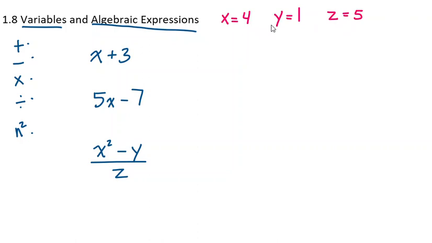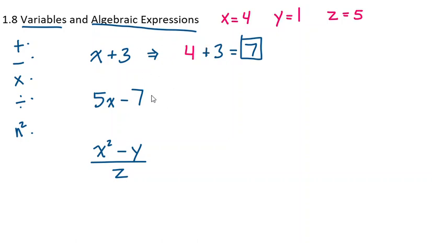Okay, now once somebody tells me what the variables stand for, then I can plug that into my expression, and I can then simplify. So x plus 3, now that I know that x is 4, becomes 4 plus 3. And I can do that. 4 plus 3 is 7. So now I know what x plus 3 is because somebody told me what x is, and so now I can do the math.